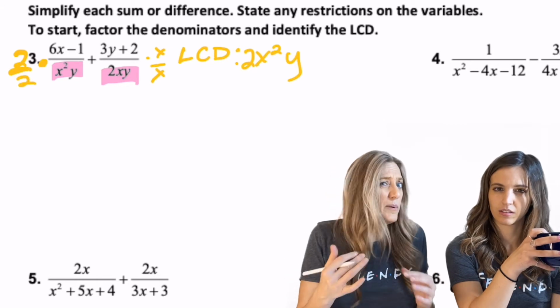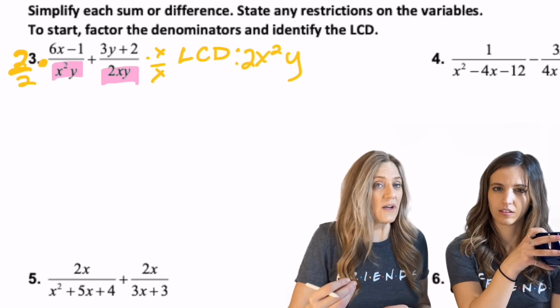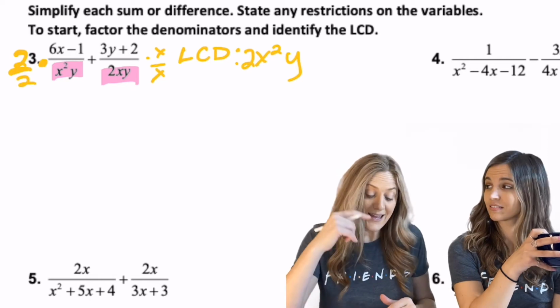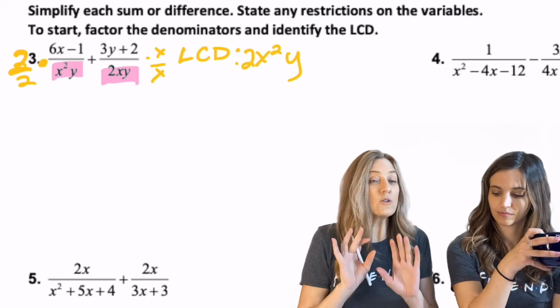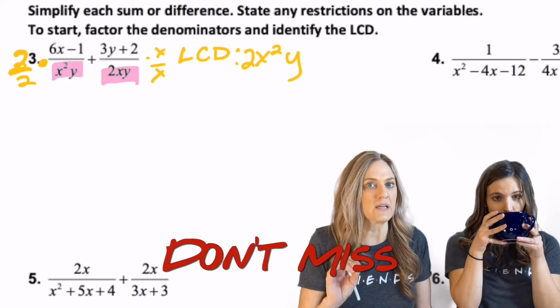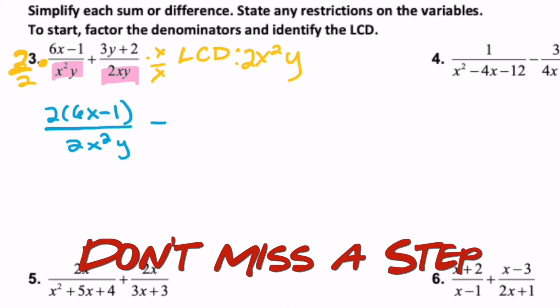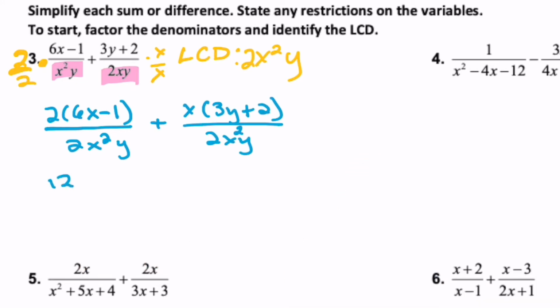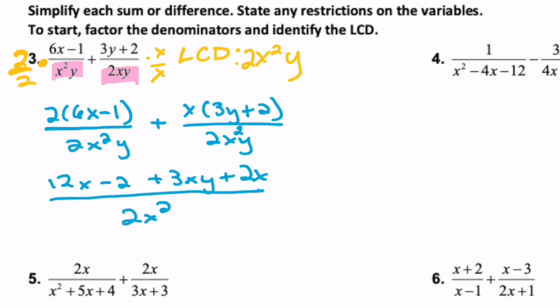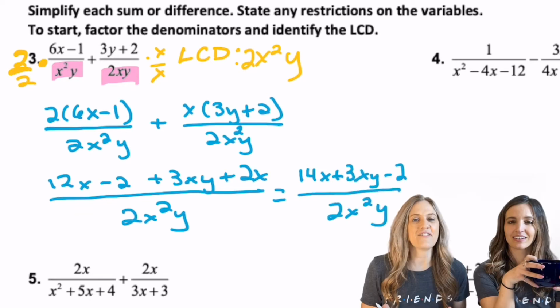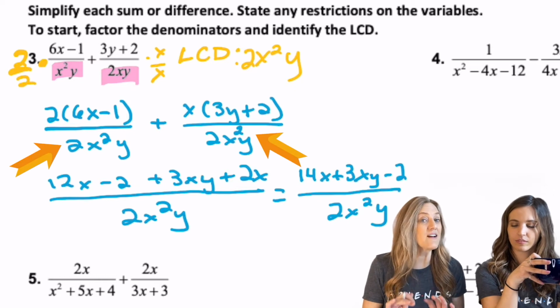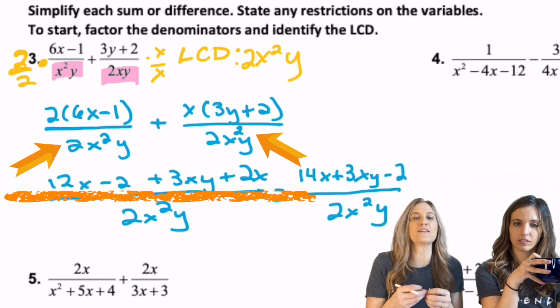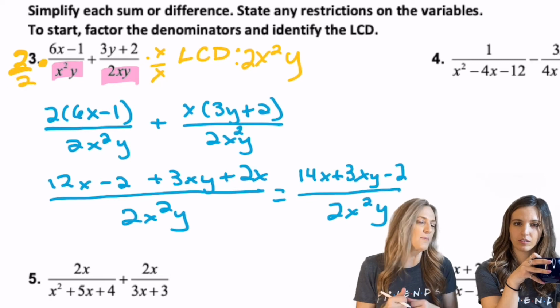We're gonna have a little bit more work to do algebraically in that numerator because I need to multiply that 2 into 6x minus 1. So be careful with your notation. Don't miss a step. So let's simplify our numerator now. Okay, to recap, once I had the same denominator, I'm allowed to go ahead and add the numerators. I also needed to distribute and then combine like terms.